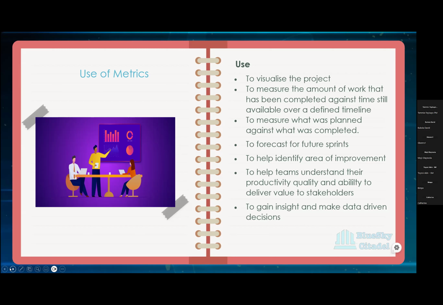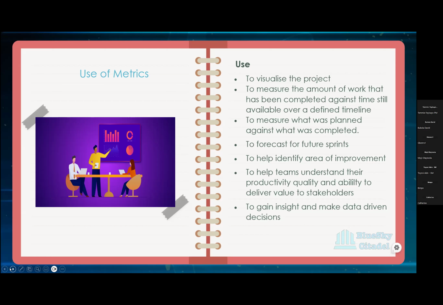You can also use it to measure what has been planned against, like I just said, what has been completed. So you're measuring, this is what we've planned, this is what we've completed, and this is what is remaining. You're able to see that. And then that also helps you to forecast for future sprints, okay?